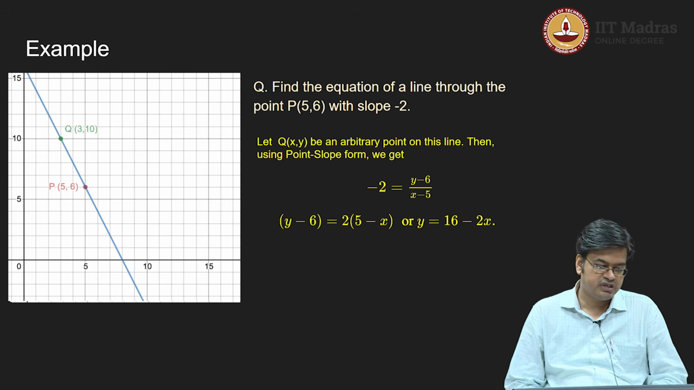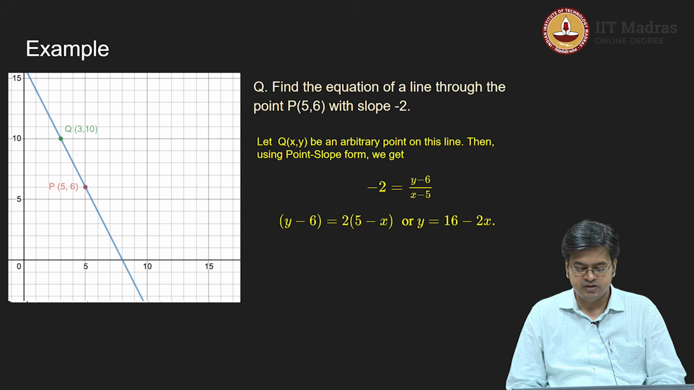So the question didn't ask you to draw a graph, but drawing a graph always verifies whether you have found a correct answer or not. So it is better to cross check using graphs. So the answer to the question, the equation of the line passing through point (5, 6) and slope minus 2, is y is equal to 16 minus 2x.